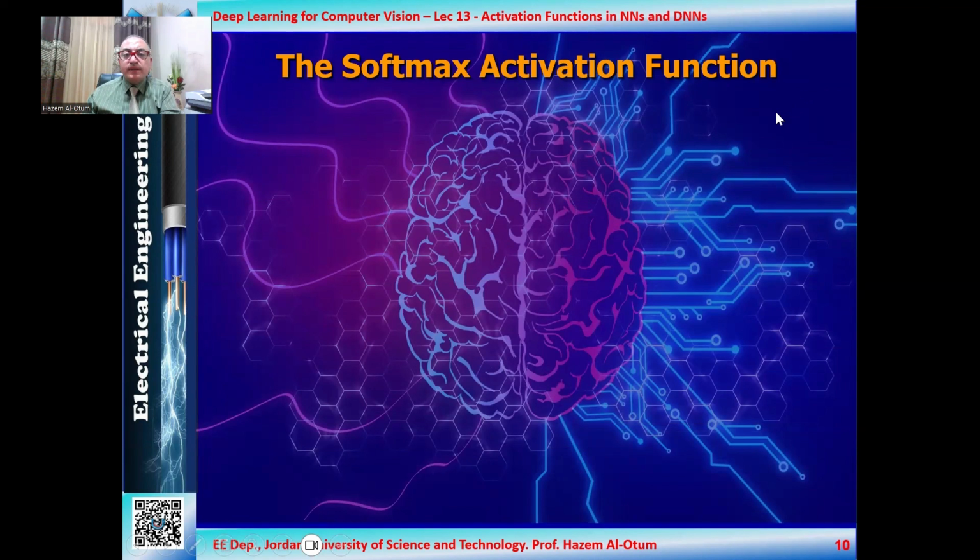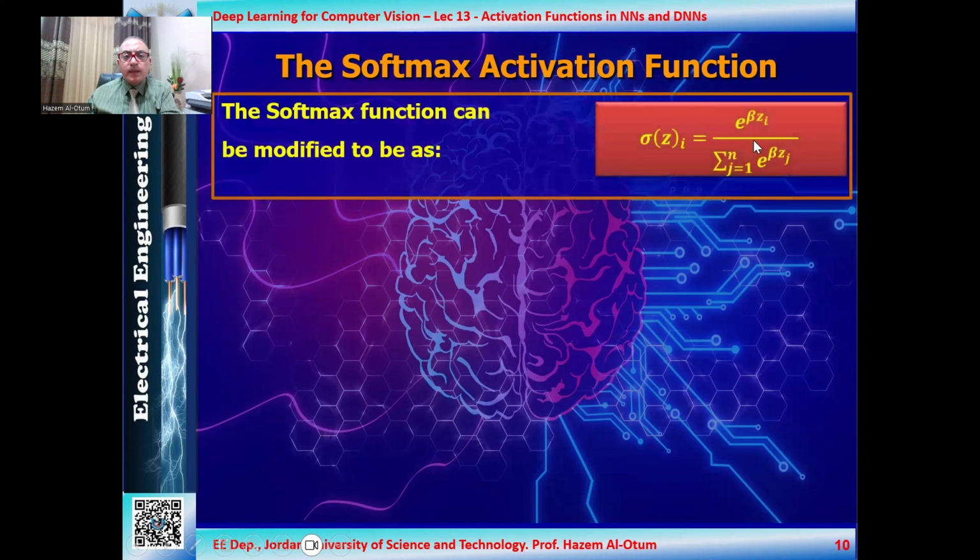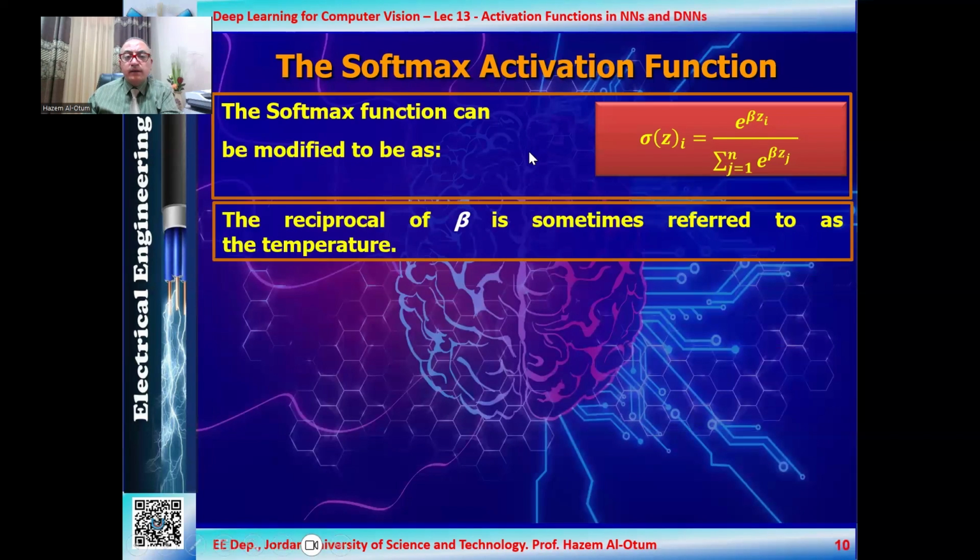So the softmax activation function, how does it look? It can also be modified, as we have seen before. We added a value of beta with the exponentials in this equation, and this beta is used as a hyperparameter that can be useful in improving our system or our neural network performance. Now this beta is sometimes also called the temperature.